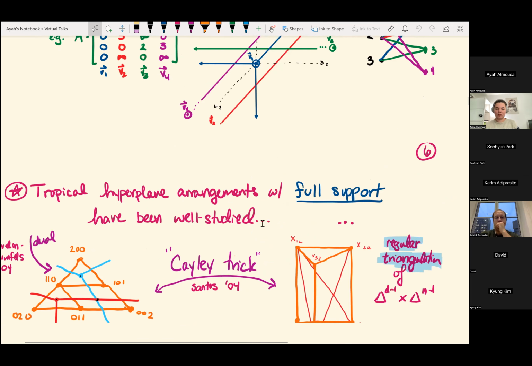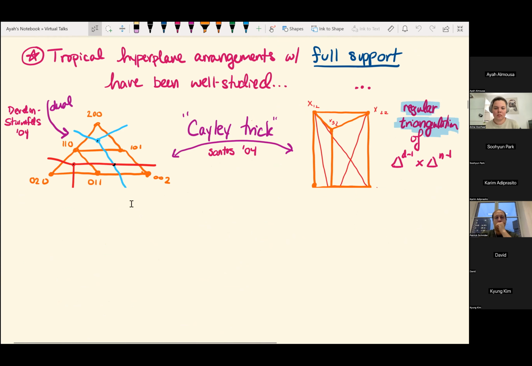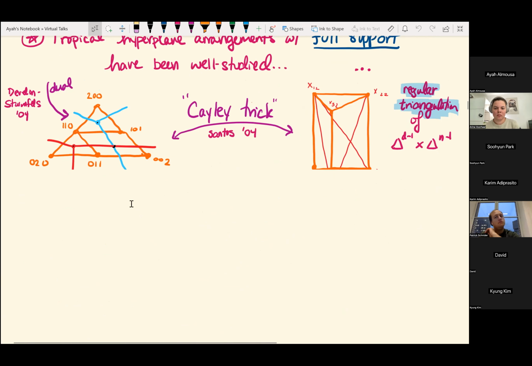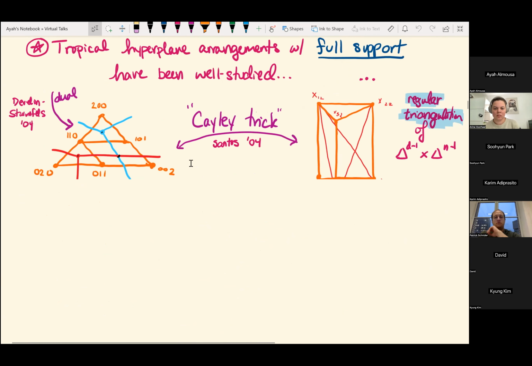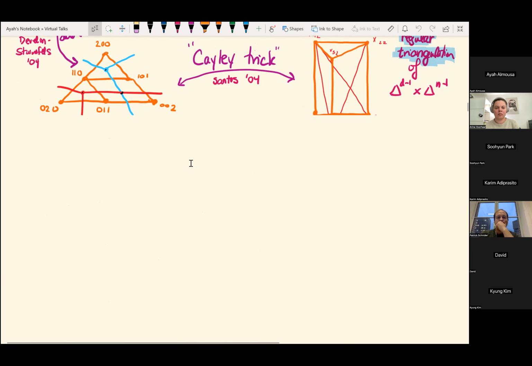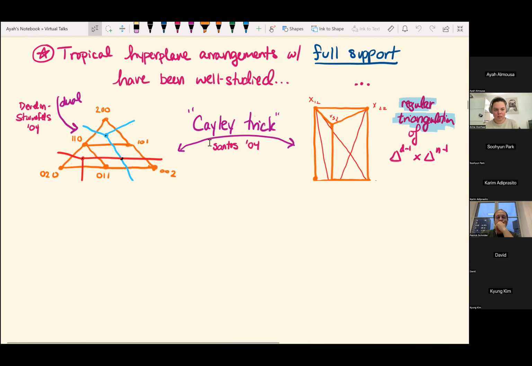Tropical hyperplanes with full support have been really well studied. There's a really deep theory that connects tropical hyperplanes to all kinds of different objects and combinatorics. For instance, the one that you can see so far is that tropical hyperplane arrangements with full support are dual to mixed subdivisions of dilated simplices, right?